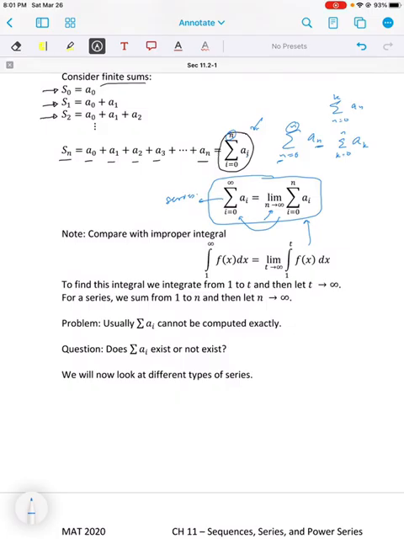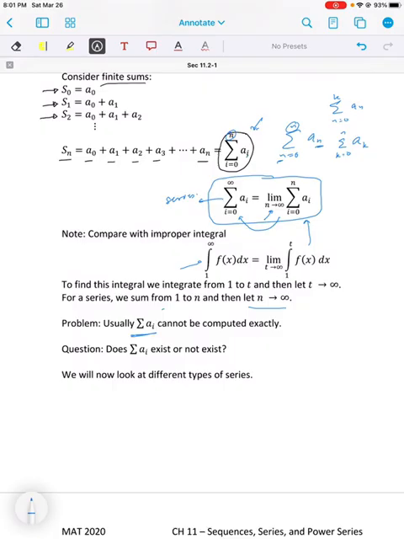So to find the integral, this improper integral from 1 to t as t goes to infinity, we will be using kind of the same thing with this series. We are summing from 1 to n, and then we are letting n go to infinity. So the problem in this case with the series is that so often it's hard to compute exactly the value of the series, or where the series is going.